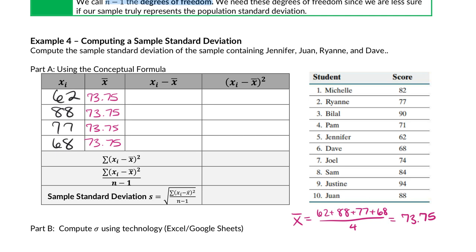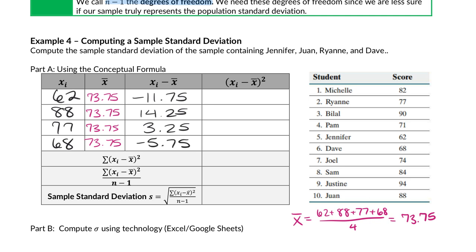You've seen this kind of setup before, where now we're going to take the observed data value and subtract x bar. I'm not going to show my work here. So 62 minus 73.75 is negative 11.75. 88 minus that sample mean is 14.25. 77 minus the sample mean is 3.25. And 68 minus the sample mean is negative 5.75.